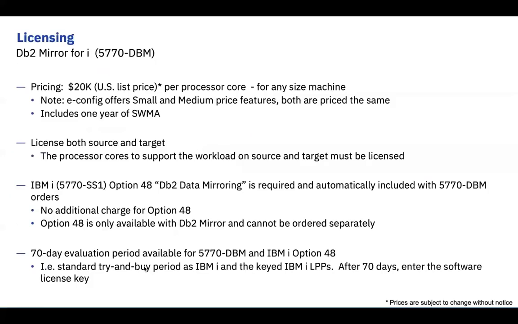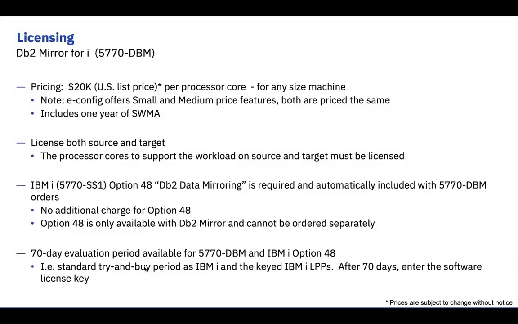The pricing is $20,000 per core, and there's no tiering, so this is any size machine. The licensing is necessary since this is an active solution, and there's currently no way to block traffic on the secondary. You have to license both as if they were active systems. The option 48 is required, but it automatically is included in the 5770 DBM orders at no additional charge.